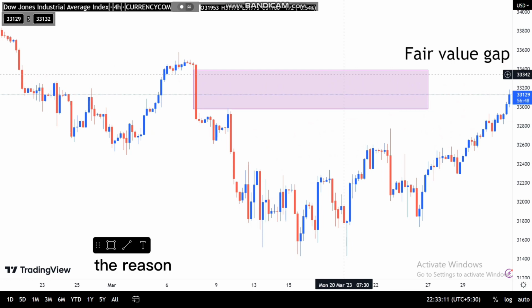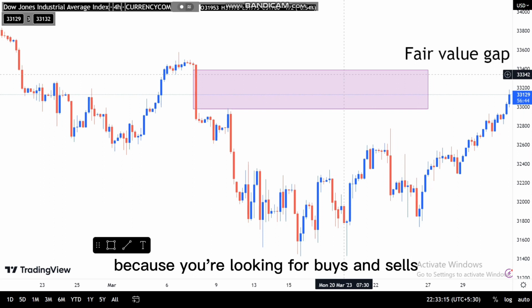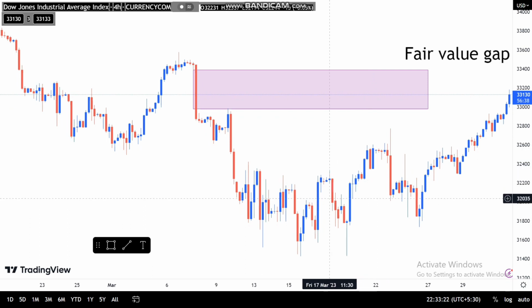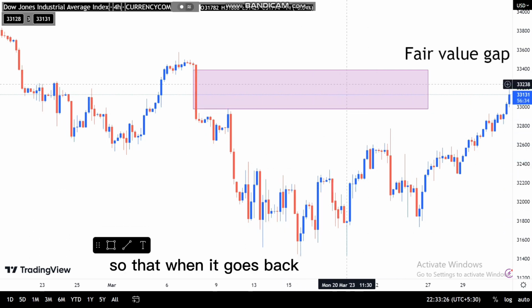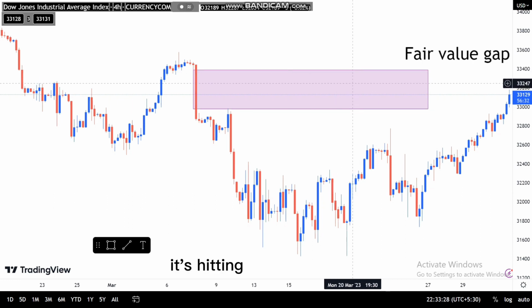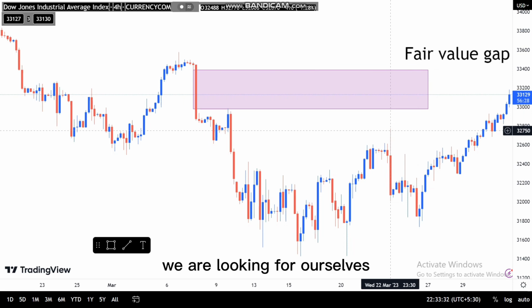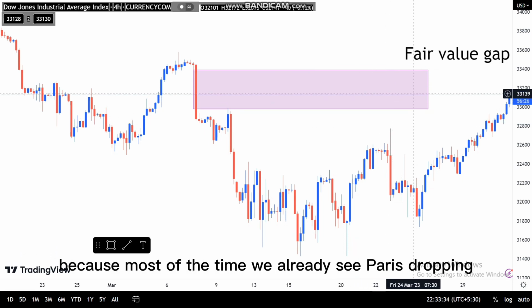The reason why this is a good concept is because you're looking for buys and sells. We are looking for buys in a way that price is always going to come back and fill up that gap. So we need to look for buys before the market starts shooting up, so that when it goes back and fills the gap, it's hitting our take profits. And then when price is done filling the gap, we are looking for our sells, because most of the time we're going to see price dropping, and this is the way.